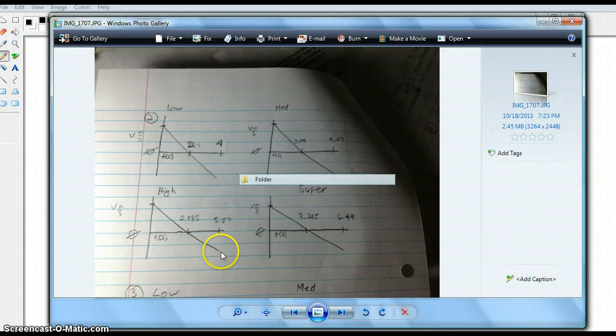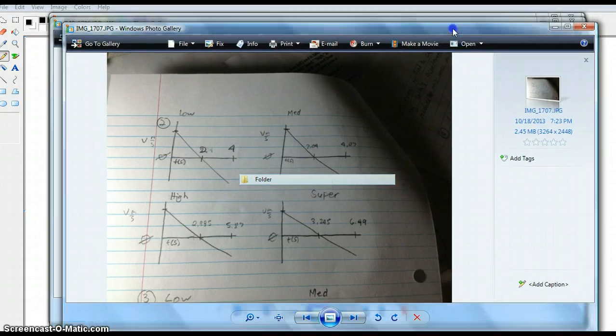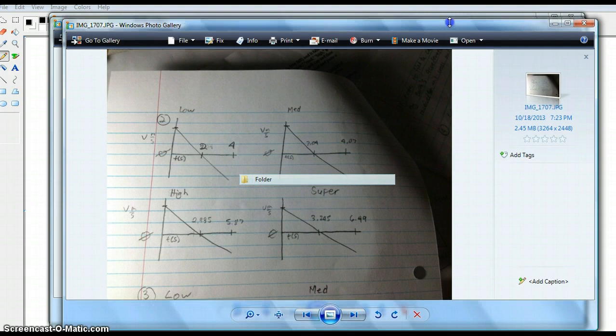As you can see here, all the four. Don't mind if you guys can see the folder thingy. Don't mind it. It's a bug here in my computer.